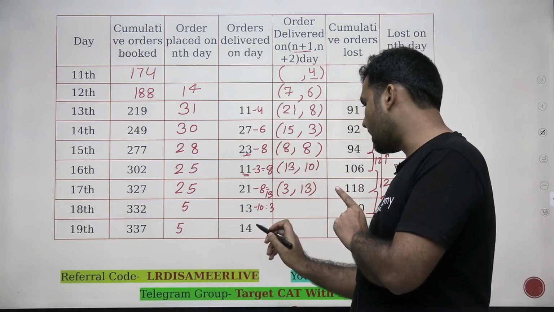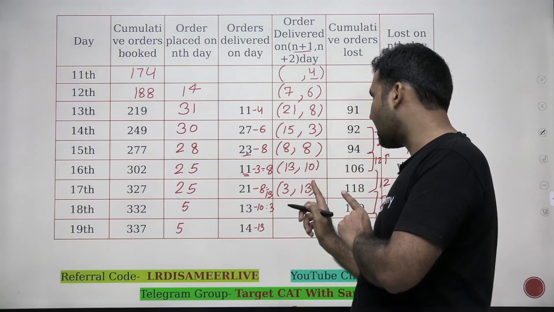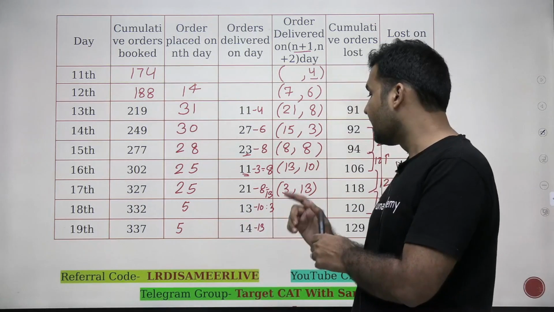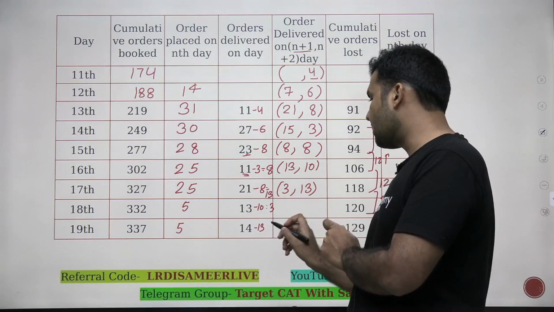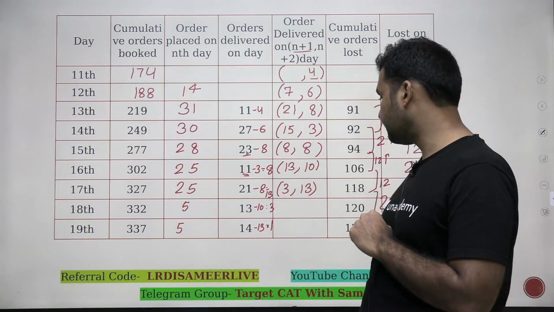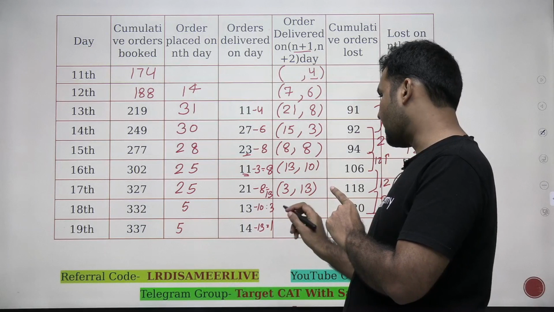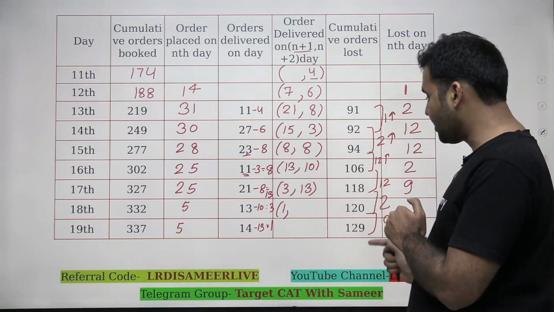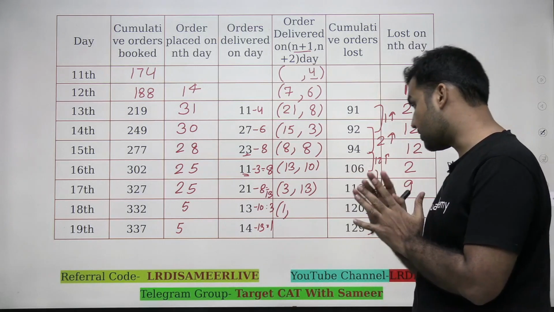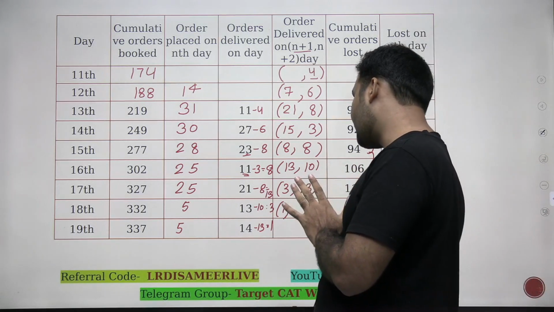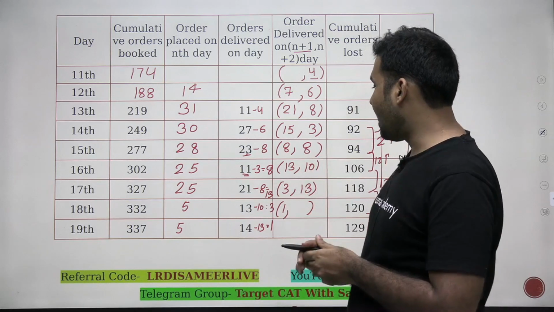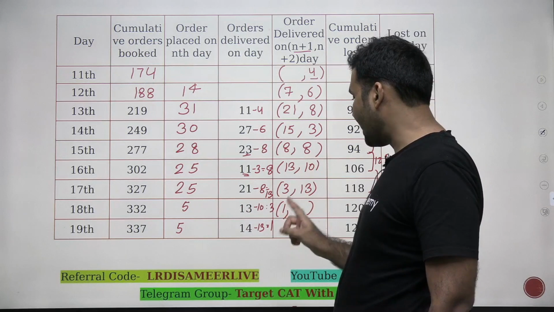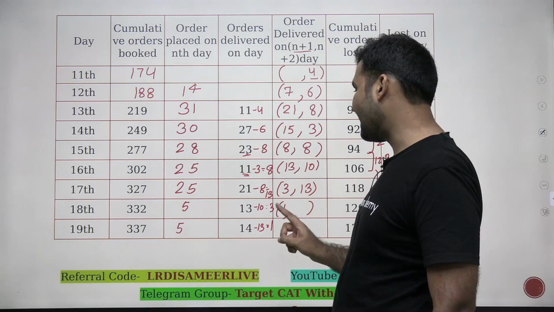Now out of these 14, I know that 13 are coming from 17th orders placed, right? So of the 14 orders which are delivered on 19th, 13 are placed on 17th. So I'll be left with 1 more order, and that one order must be of 18th, right? Now I don't have any more figures to identify how many are lost, so I will not be able to fill in this information, right? So out of 5 orders which are placed on 18th, one is getting delivered on 19th.